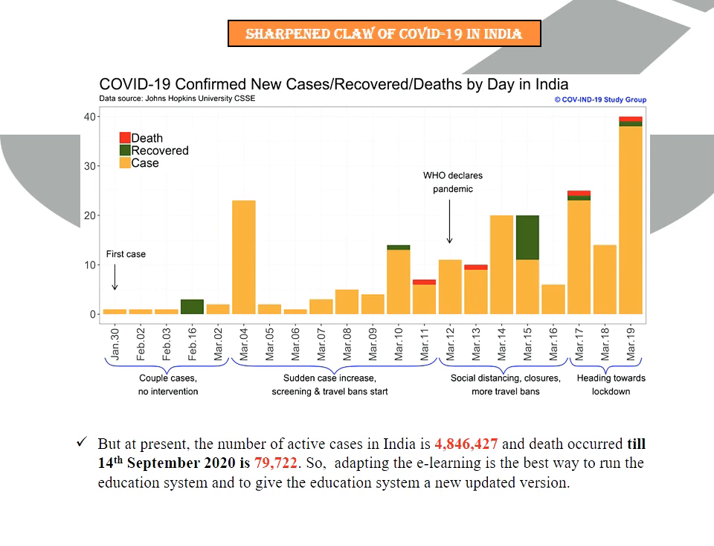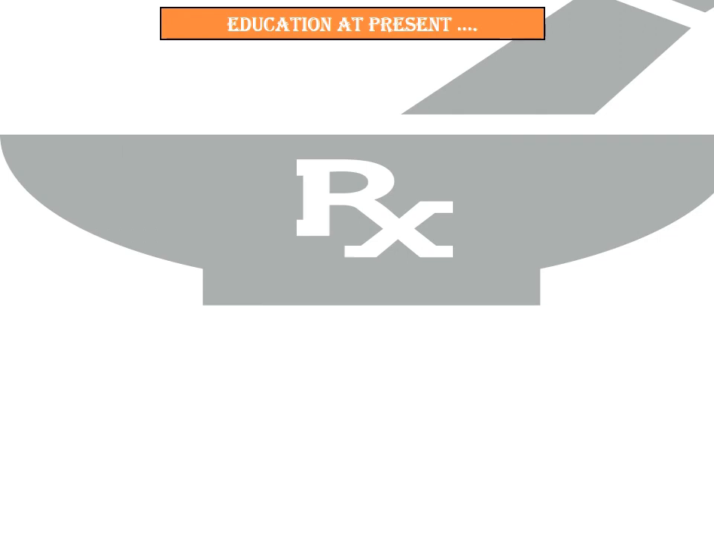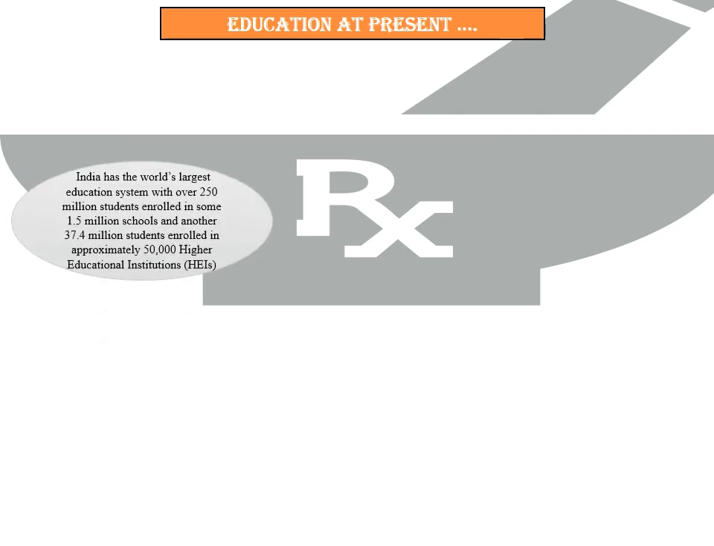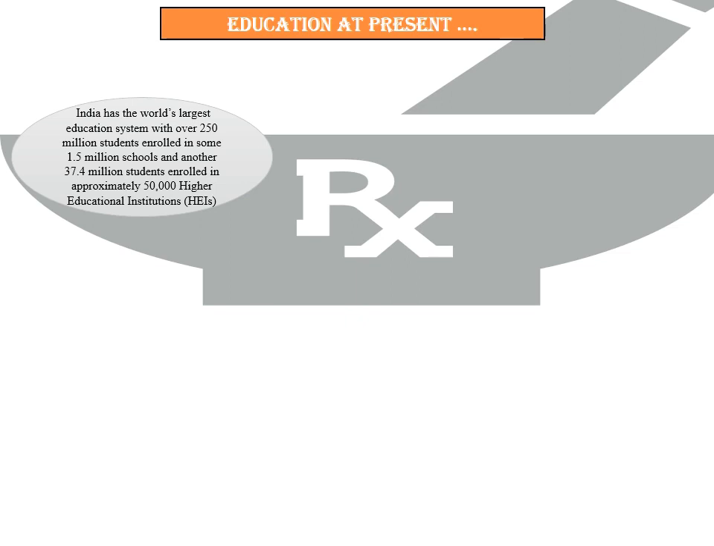So in this situation, we should not be exposing the students, who are the future of our nation, to danger. That's why it's very important to adopt the technology, adopt the system of distant or e-learning or digital learning. If we see the education system at present, India has the world's largest education system with over 250 million students enrolled in some 1.5 million schools, and another 37.4 million students enrolled in approximately 50,000 higher education institutes, where higher education is being provided.